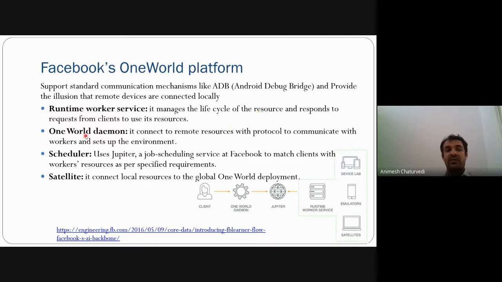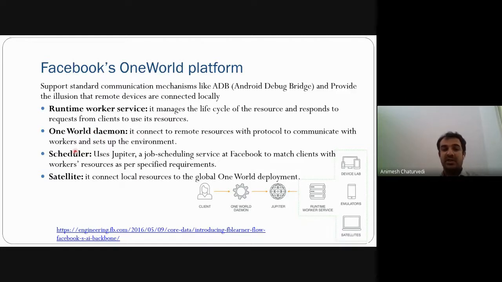Then there is the OneWorld daemon, which basically connects to remote resources. What does it do? It connects resources with the protocol to communicate with the worker and sets up the environment. So the OneWorld daemon sets up an artificial environment and artificial remote-looking resources that are required by the protocol to communicate. So mimicking these resources and workers and setting up the whole environment is done by the OneWorld daemon.